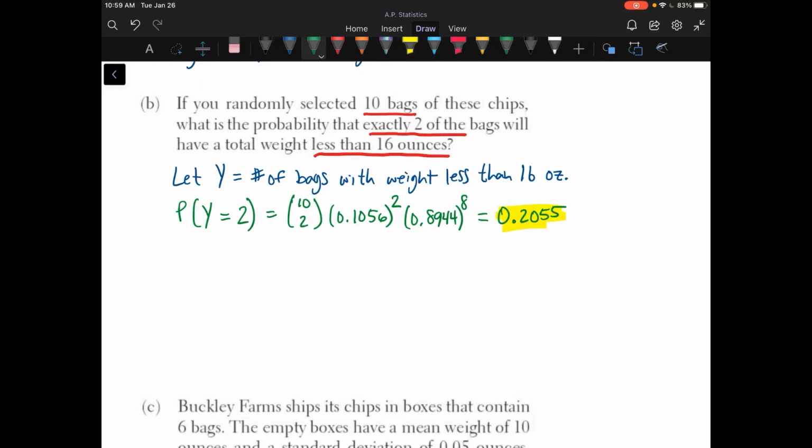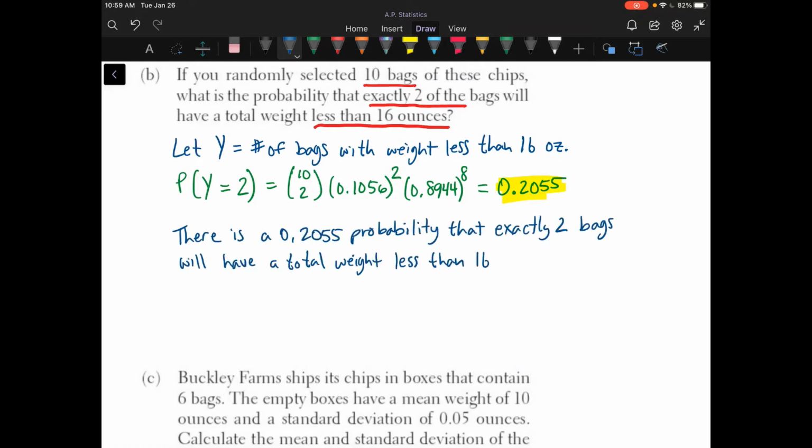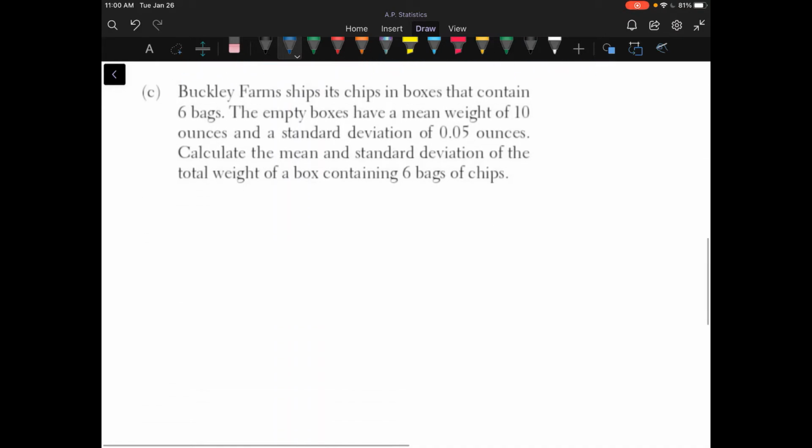And so that gives us the following statement. There is a 0.2055 probability, about a 21% chance, that exactly 2 bags will have a total weight of less than 16 ounces out of 10 randomly selected bags of chips. Sweet. So let's move on to part C.